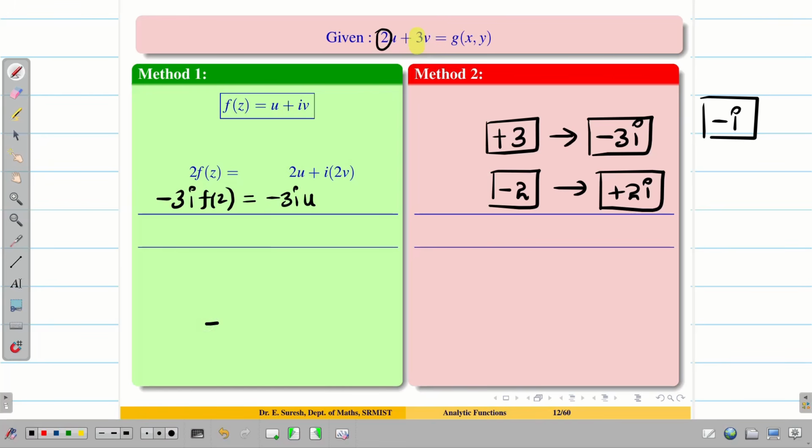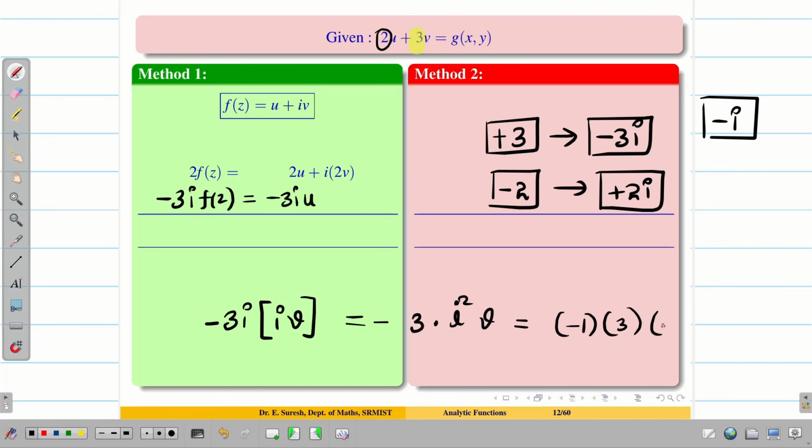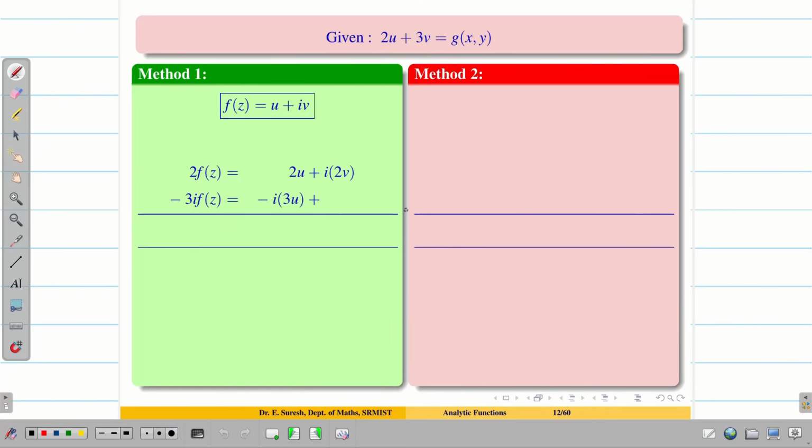and then for the imaginary part, minus 3i into minus iv. So we get minus 3 into i square v. We know that i square is minus 1. So minus 1 into 3 into minus 1 into v. Minus into minus is plus, we get plus 3v. You can see the typed version.